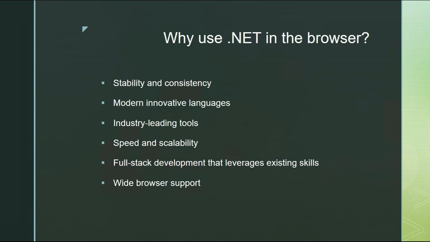So why use .NET in the browser? What's the advantage? Stability and consistency. Stability in the sense that we don't have to think in multiple languages when we are developing. We write C# code as much as possible, and that gives consistency. So it's one language most of the time.